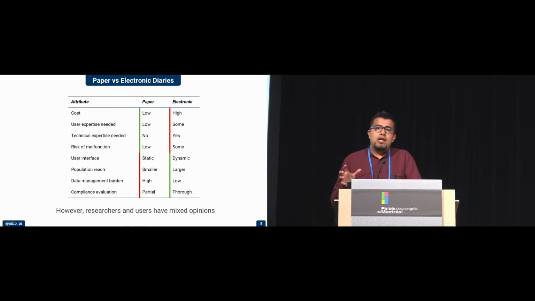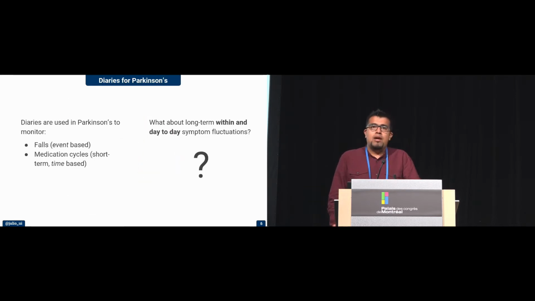But at the end of the day, the key message from the literature is that both researchers and users have mixed opinions about diaries, and that it comes down to your research aims and the population that you're working with. In the very specific case of Parkinson's, diaries are used for 2 things in clinical and research settings: to track falls and to track medication cycles in the short term. So that is from 2 to 7 days. To our knowledge, there was nothing that looked at long-term within-day and daily fluctuation of symptoms.